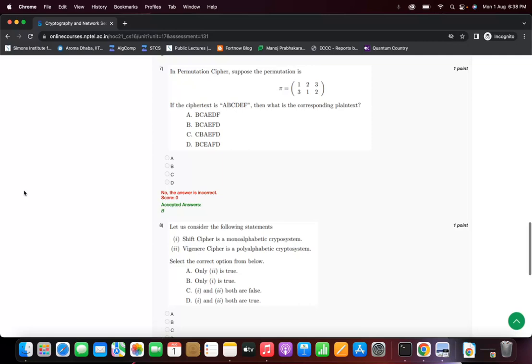So we'll divide this into two halves. So ABC. So ABC is the result, right? So the plain text should be CAB. Wait. Yeah, yeah, yeah.